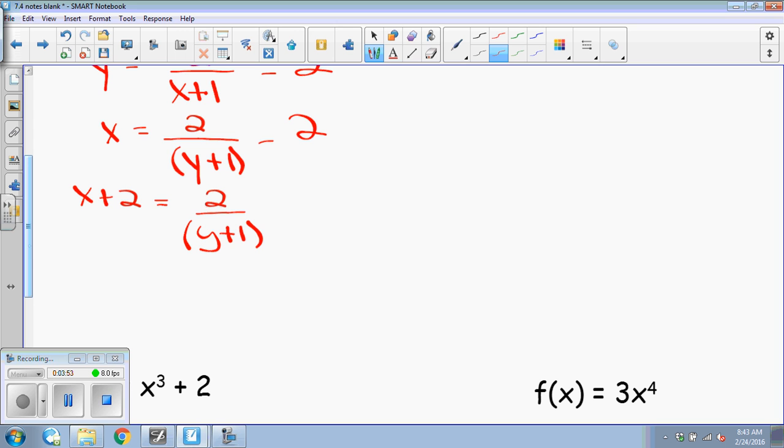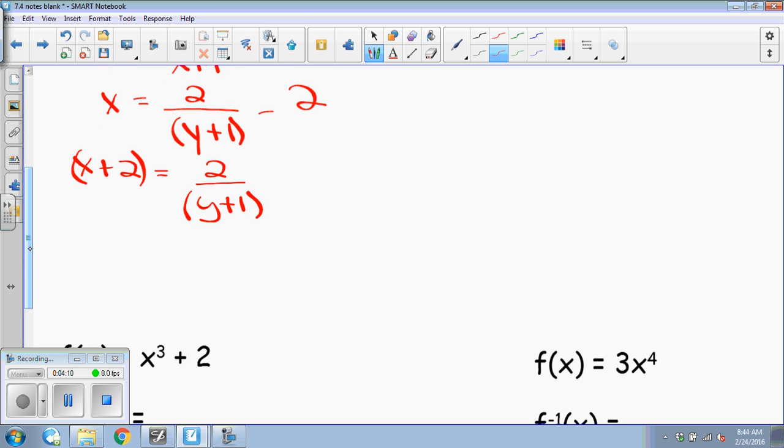Okay, now do what? Multiply both sides by y plus 1. That'll get that y plus 1 out of that denominator, right? Okay, we did that in our last section. And so remember that x plus 2 is together also. So when I multiply both sides by y plus 1, I end up with y plus 1 times x plus 2 equals 2. Does everybody see that? Multiply both sides by y plus 1, and this y plus 1 will cancel right here. Everybody see that? Okay.